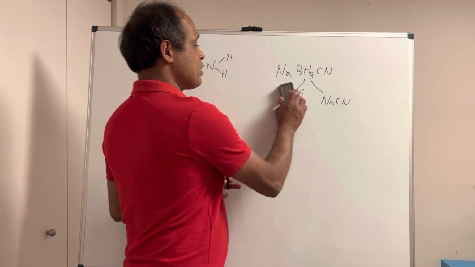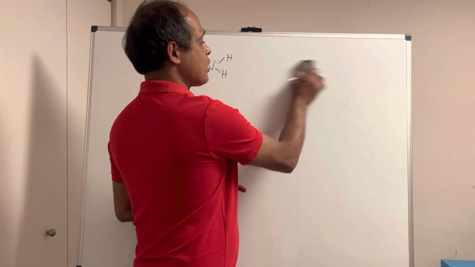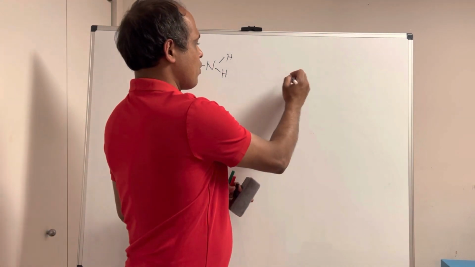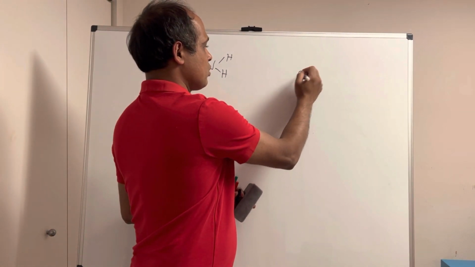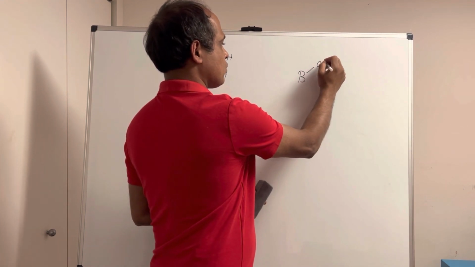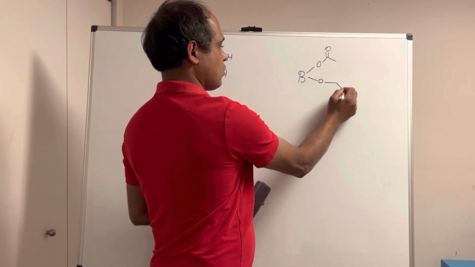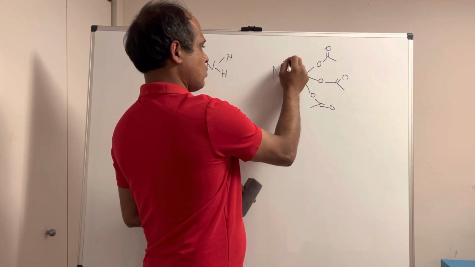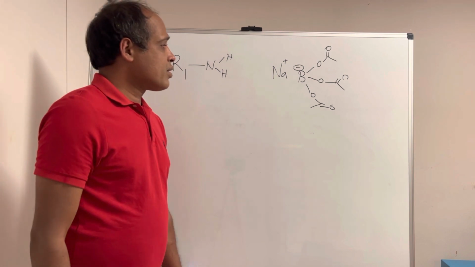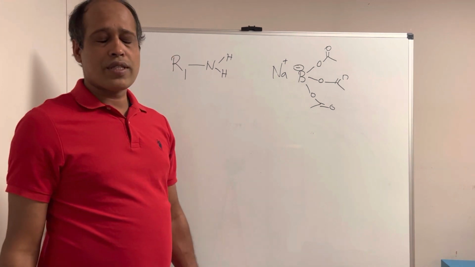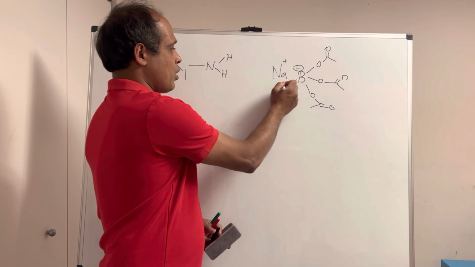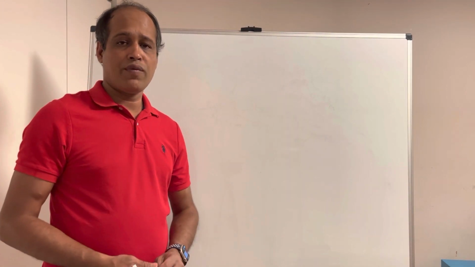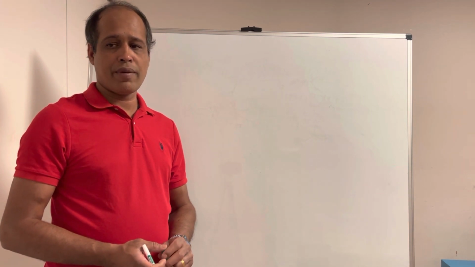The other one is called sodium triacetoxy borohydride. This is the reducing agent, sodium triacetoxy borohydride. Oh, there should be one hydrogen here. So let's see the mechanism of the reductive alkylation or reductive amination.